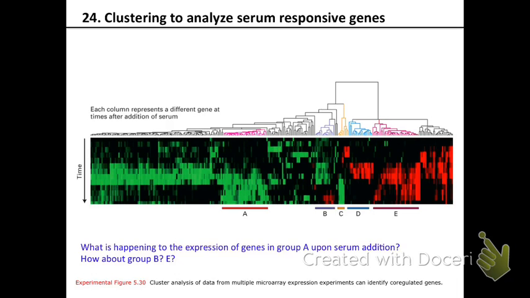Okay. What's happening to group A after serum addition? Just looking at these colors, can you tell me, just like I told you for the other groups, what's happening to the expression of these genes? Yes, exactly. At the earlier time points, you don't see very much change to their expression, but then their expression goes down with time. All right.